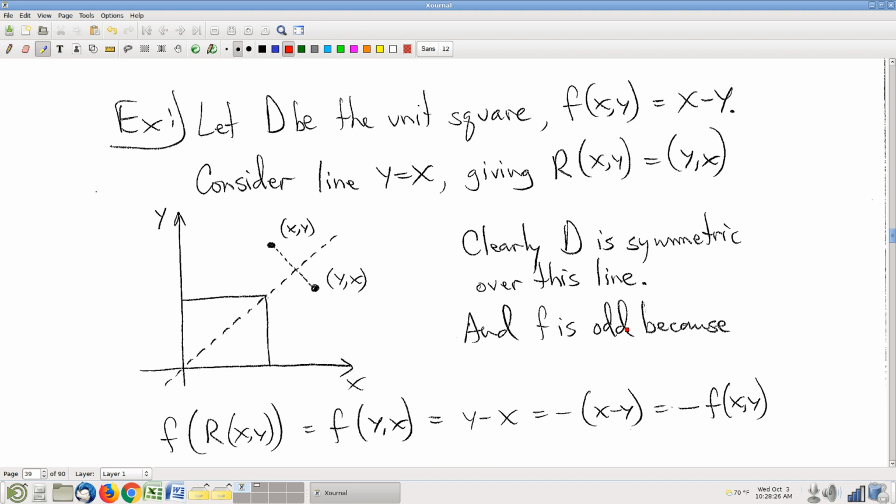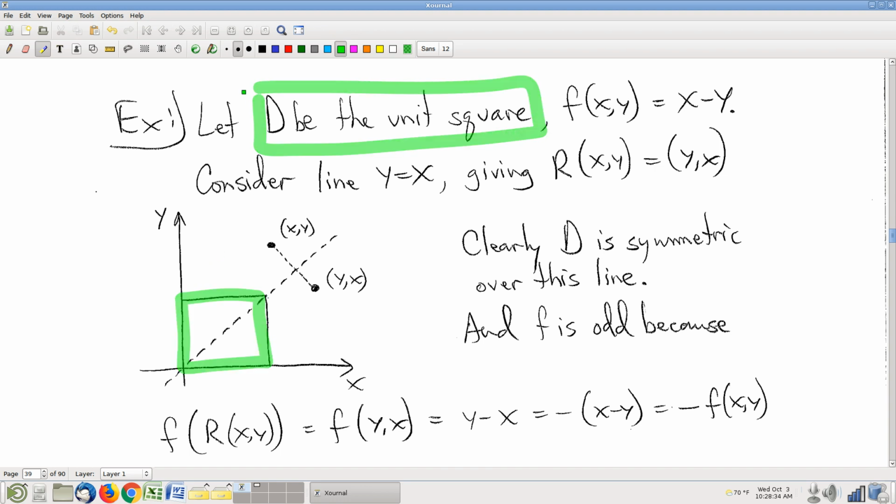Here's a question. Suppose we're computing an integral over this unit square. Right? And I want to compute that integral. Again, don't move too fast and say, hey, this is symmetric over that line. Integral is 0. Whoa, slow down. We haven't even checked the integrand yet. Right? And by the way, it's symmetric over a lot of lines.